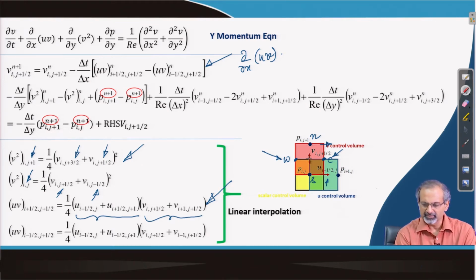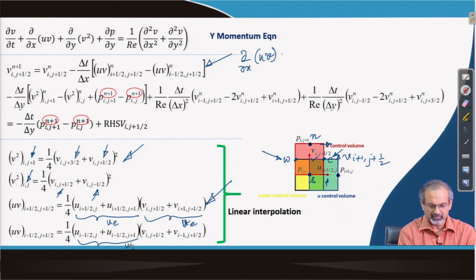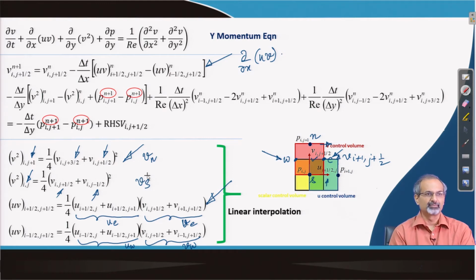So, v at i, j plus half is here and v at i plus 1, j plus half is here. So, that way you can get these values of u and v at the east face. Similarly, you can find the values of u and v at the west face. And so, this was v at n, this was v at s, and so on.